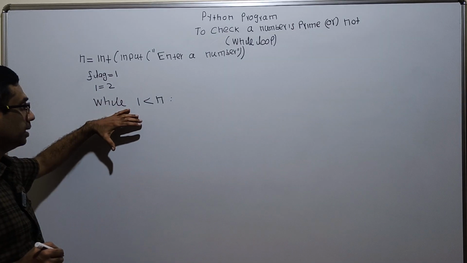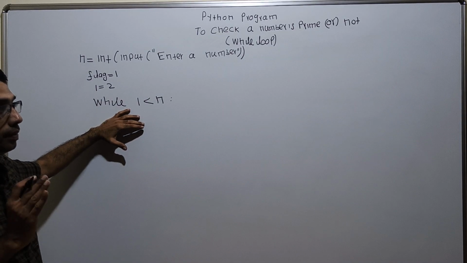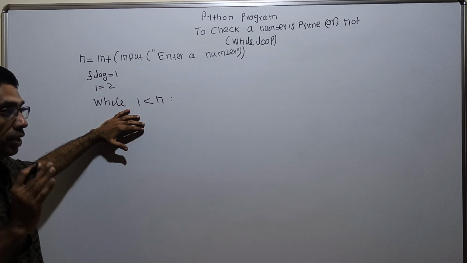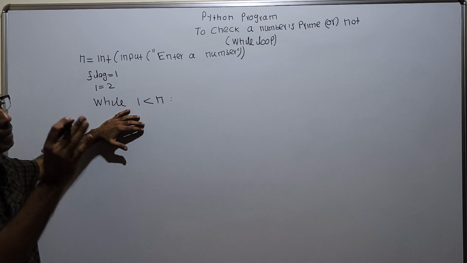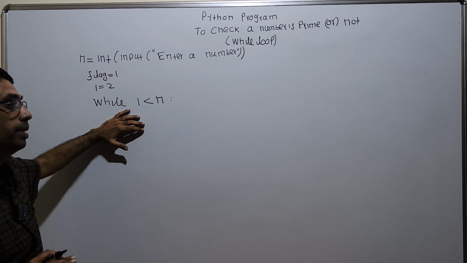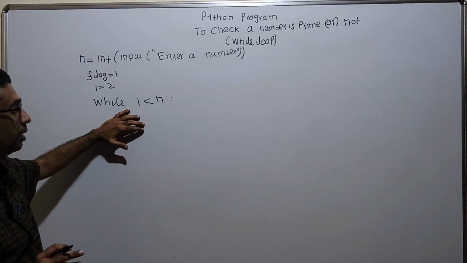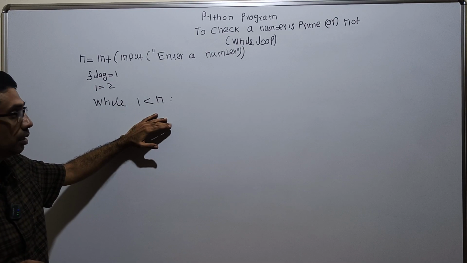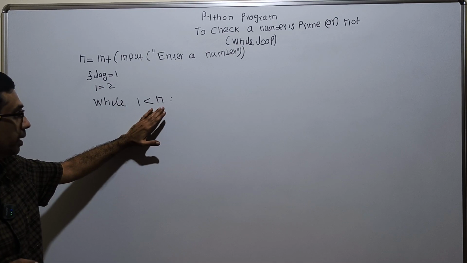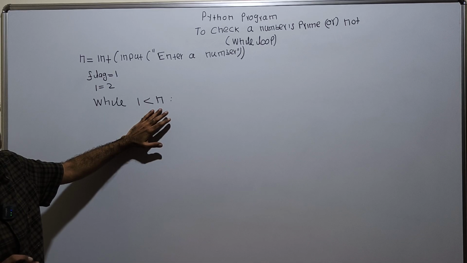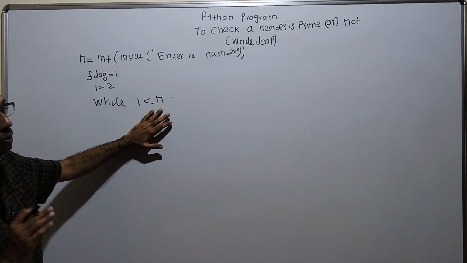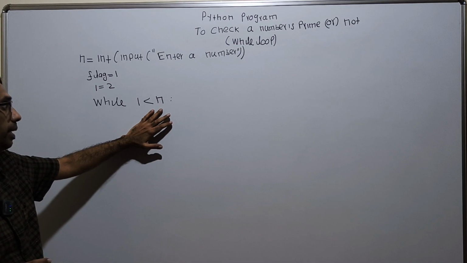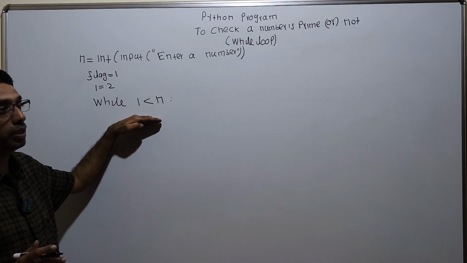Why are we writing this logic? A prime number is a number which is completely divisible only by itself and 1. That means when you divide a prime number by itself and 1 only, the remainder is 0. Otherwise, the remainder will not be 0. So I am going to check from 2 to n minus 1 for any number. When you divide n by it and the remainder is 0, that is not a prime number. When you divide by 2 to n minus 1 and the remainder is never 0, it is a prime number. That's why I am writing a loop like this. It will go from 2 to n minus 1.